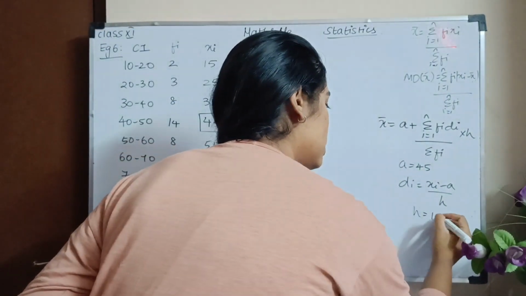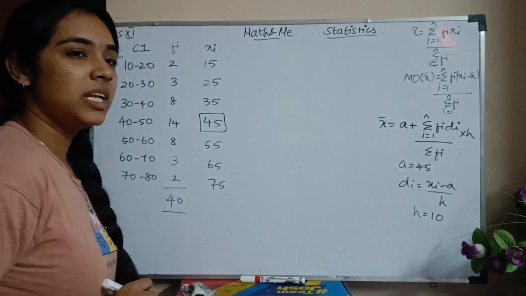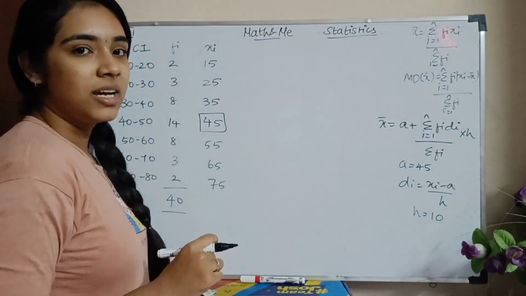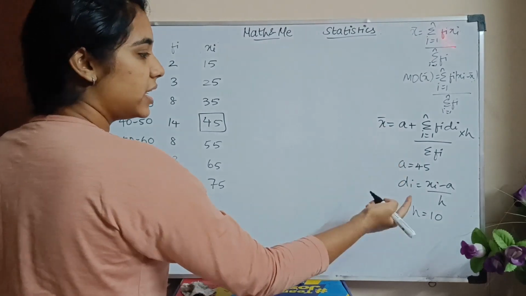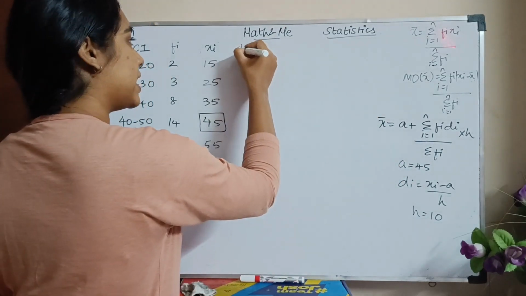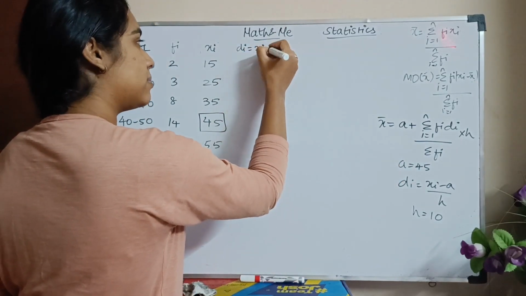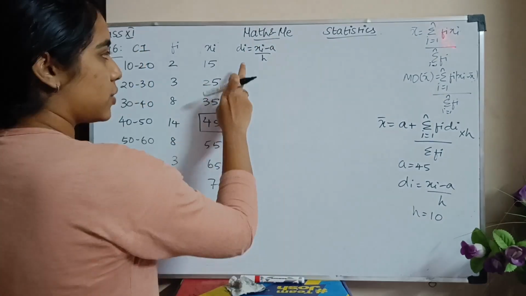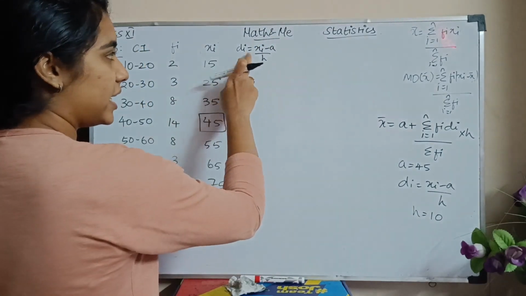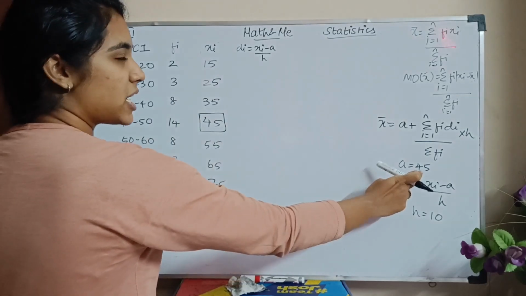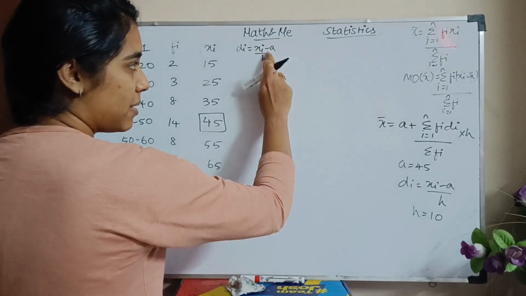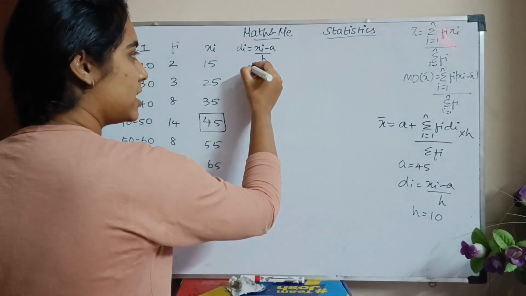So my h value is 10. My assumed mean is 45. So let's see what I get my mean to be. To find the mean, I have to find my di values. So di is xi minus a divided by h. For the first value, xi is 15. 15 minus 45 is minus 30. Minus 30 divided by h, which is 10, is minus 3.